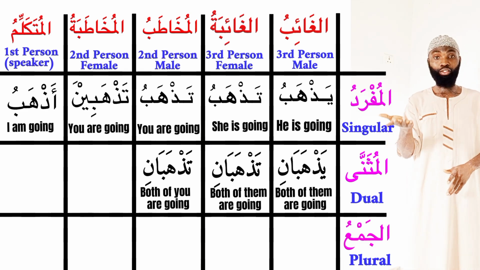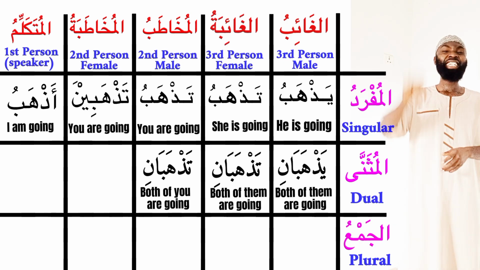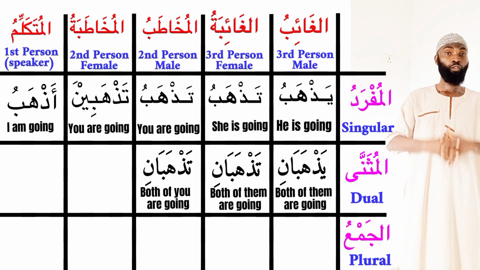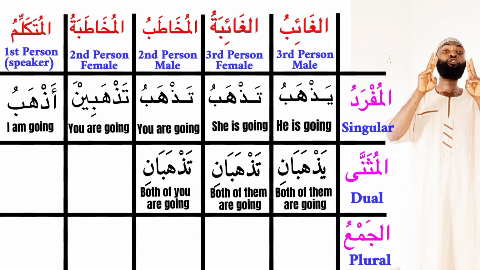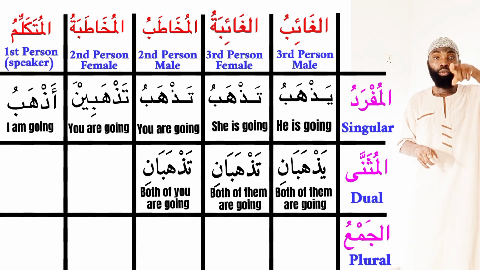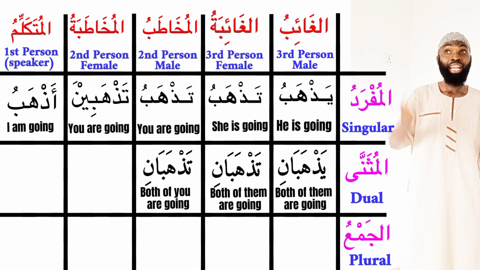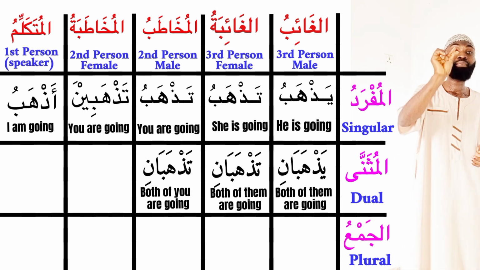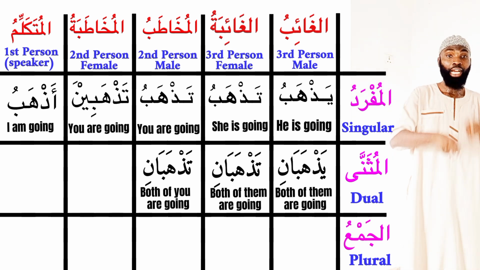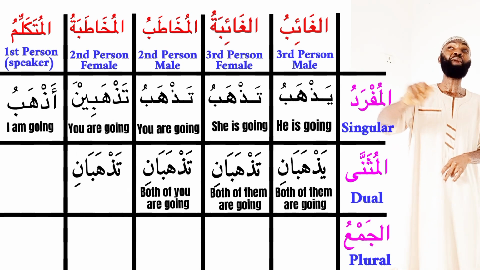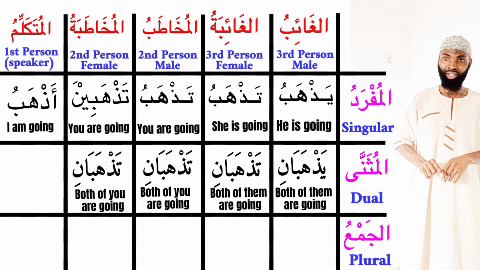Coming to the fourth column, where we have the second person female. The two people you're talking to in front of you now, they are also females, and you want to say both of you females are going. How do you say it? The same way we had a single person, a single female was tadhabina. You female, you are going. Now two of you to be tadhabani also.